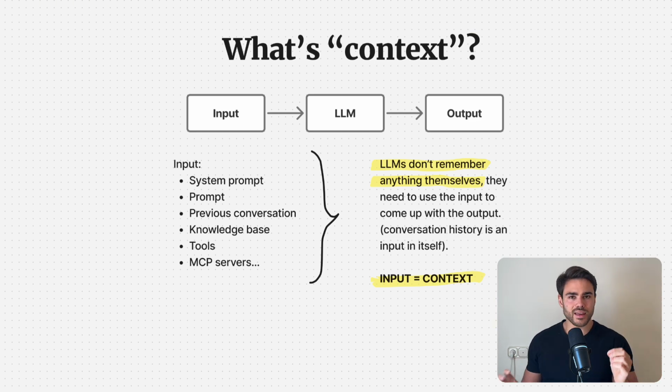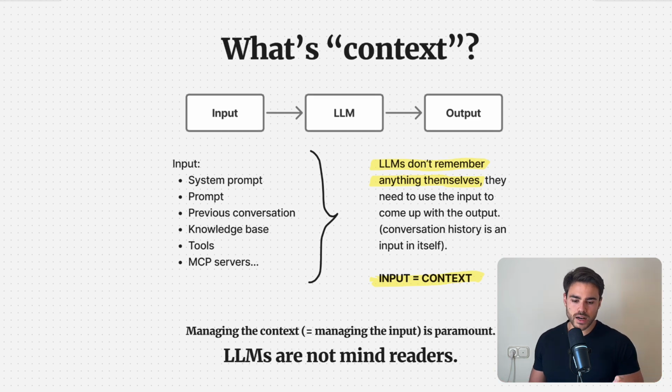So what's context? The input is the context. They are the same idea. Anything that gets passed into the LLM to generate the next output, that's the input, that's the context. And therefore, managing the context is paramount, it's the thing that we need to focus on. Something that I remind the clients that we work with all the time is LLMs are not mind readers. They need to have access to all your information and everything that you want to come up with a good output. This is all the theory that you need to know to understand context engineering. Everything else comes down to practical applications. Don't get confused. Don't try to think that it's some fancy new thing.